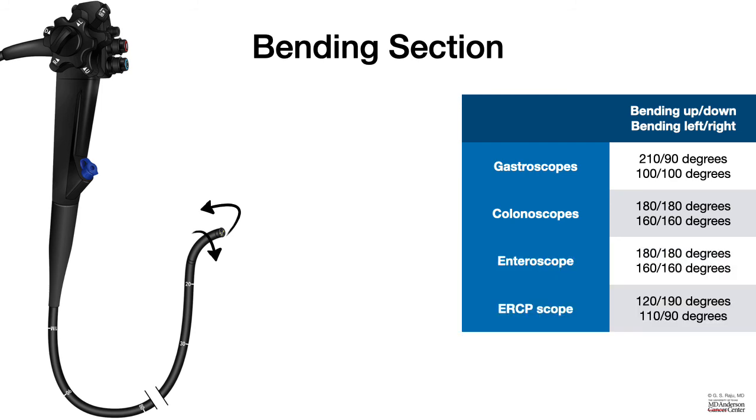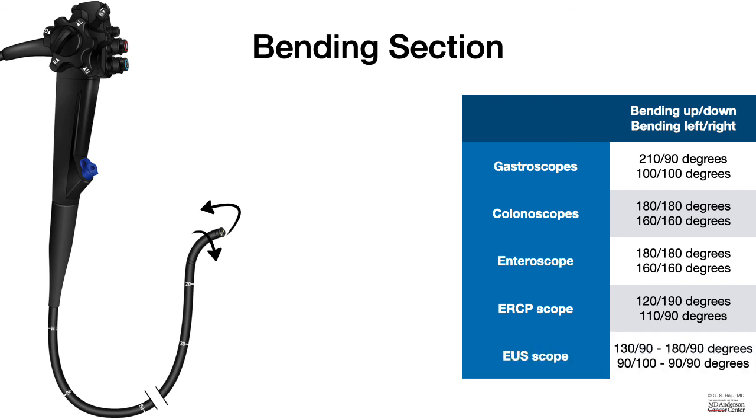Endoscope about the same. ERCP scope, you have to look down to enter into the duodenum. So they tend to have much larger downward deflection than the upward deflection. And again, for EUS scopes, they have 130 to 190 or 180 to 90 degrees.